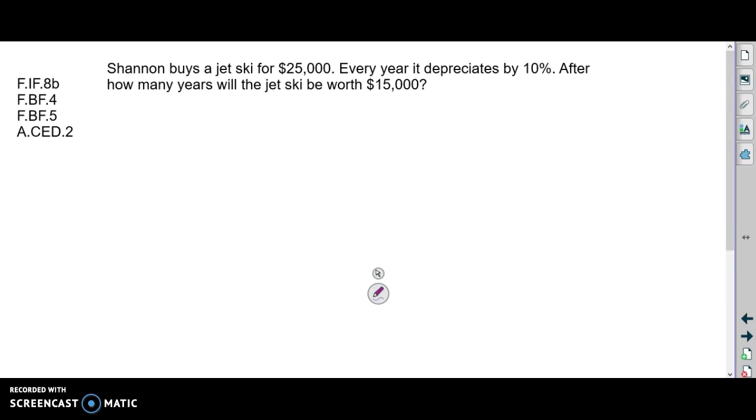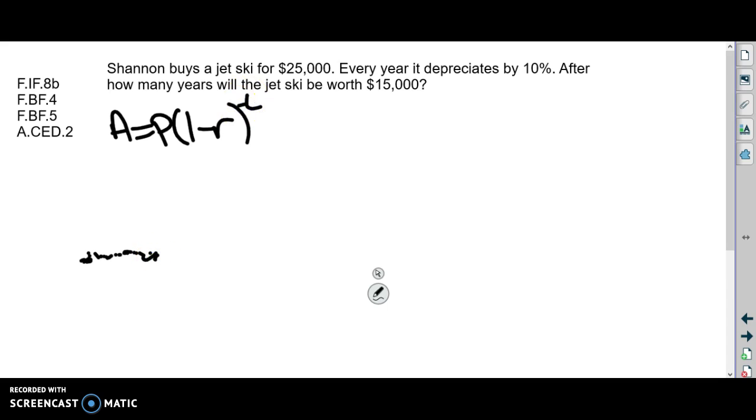Alright, our next problem is Shannon buys a jet ski for $25,000. Every year it depreciates by 10%. After how many years will the jet ski be worth $15,000? So for this problem, we're going to use the equation A equals P open parentheses 1 minus R close parentheses to the power of T.